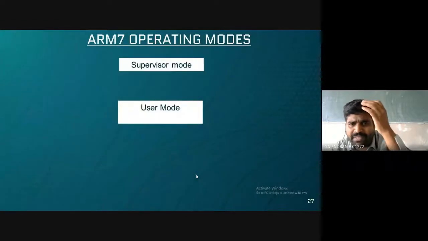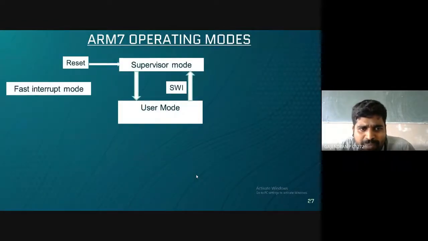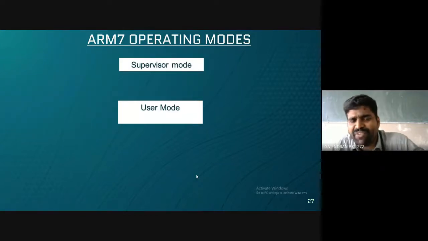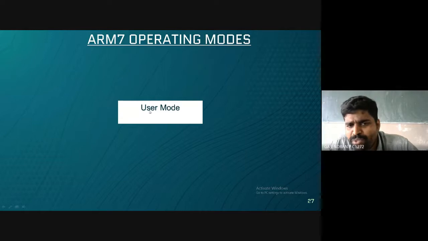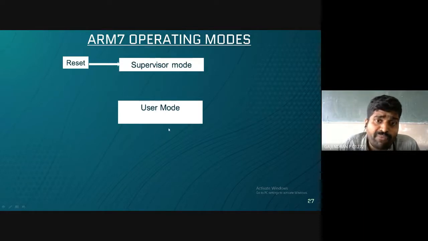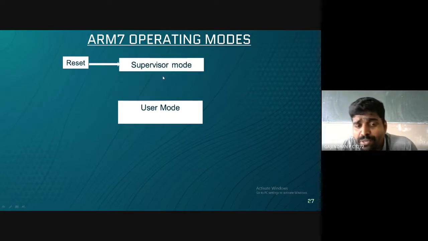In tomorrow's class we will discuss what all the modes available are. Let me give one quick rapid intro within 5 minutes. I am in a user mode. If I give a reset in my system, my mobile phone will get into the supervisor mode. This is one possibility for getting into the supervisor mode.